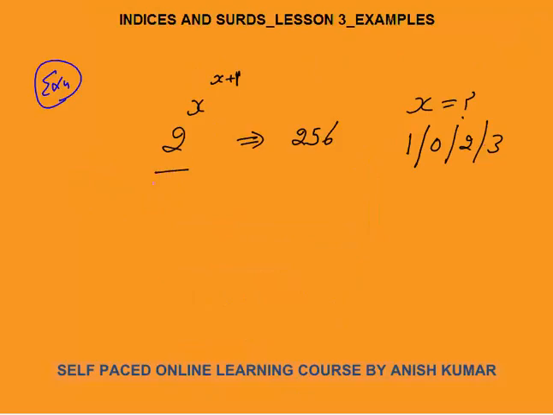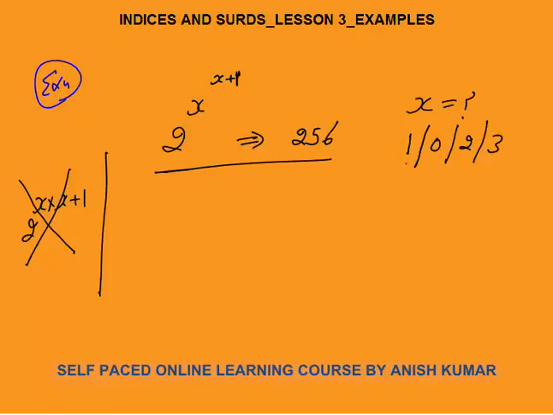The next question is 2 raised to the power x raised to the power x plus 1 is equal to 256. First of all, this is not equal to 2 raised to the power x into x plus 1, because we multiply the powers whenever there is a bracket. In this there is no bracket. So we have to solve differently, as I have explained in the basics. So how to solve such kind of question?